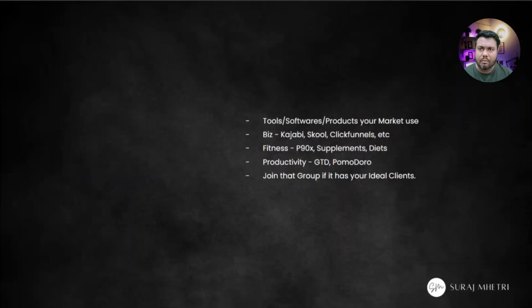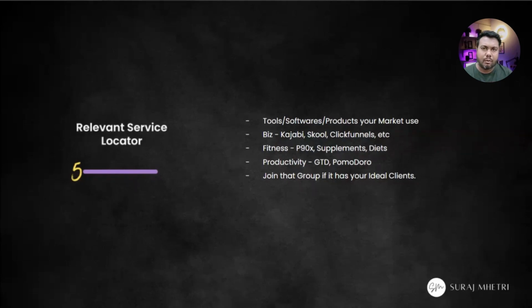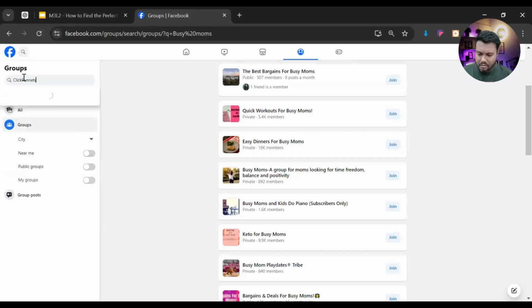Okay, moving on to the 5th one, the relevant service locator method. Now you have to search for the Facebook groups of tools or products or resources that your ideal client uses. You have to search for any online services or products or tools that are related to your niche, your business, that are related to your ideal client, or that they use. For example, business coaches use Kajabi, School, ClickFunnels, etc. So you can just go and search for the groups related to that.